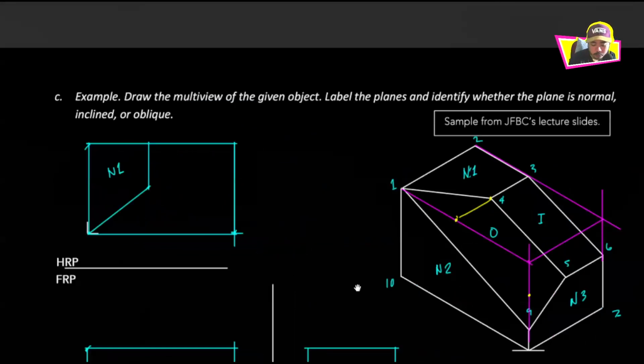Okay. Now, it's easier to just pull these points. This is 5 and 6. I'll move them upward, so it should appear here.